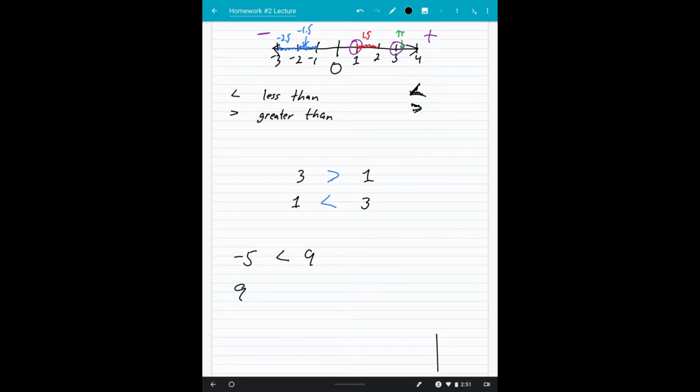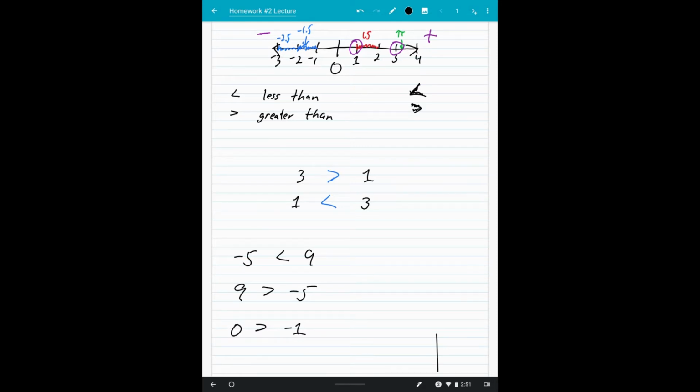Again, if I switched them around, I would have to switch the sign around. 9 is greater than -5. Let's say I have 0 and -1. Well, 0 is further to the right than -1, so we have to say 0 is greater than -1. 0 is larger than -1.